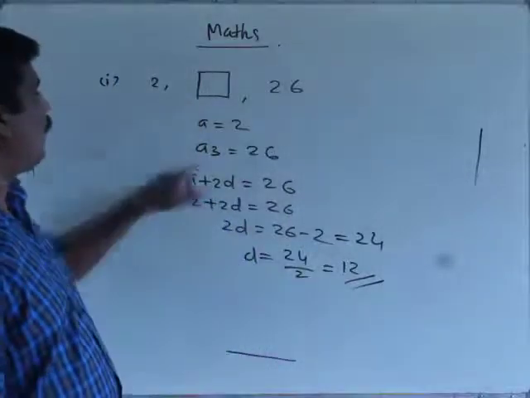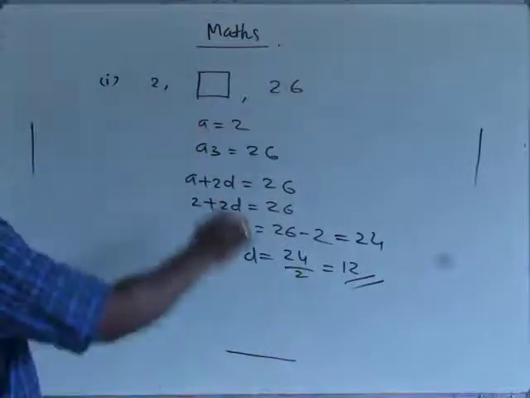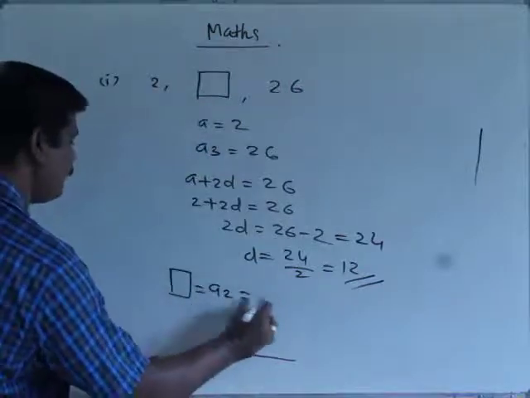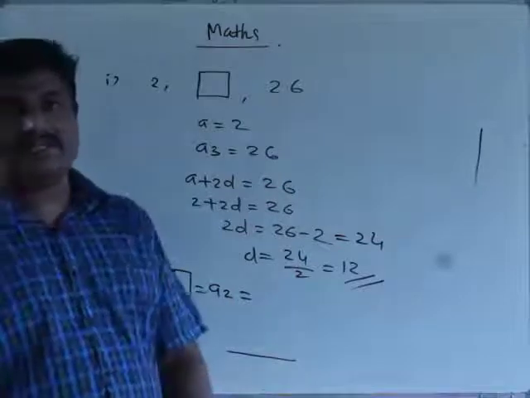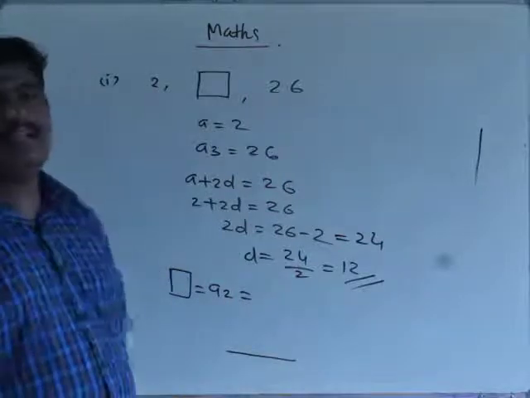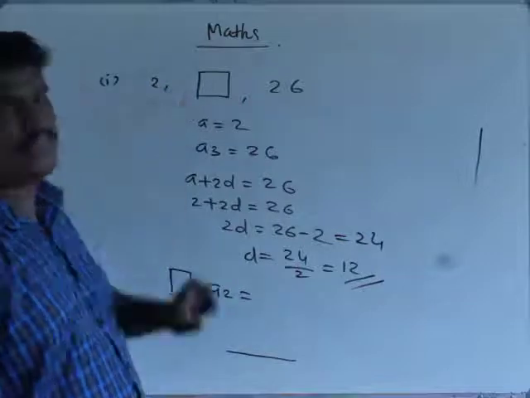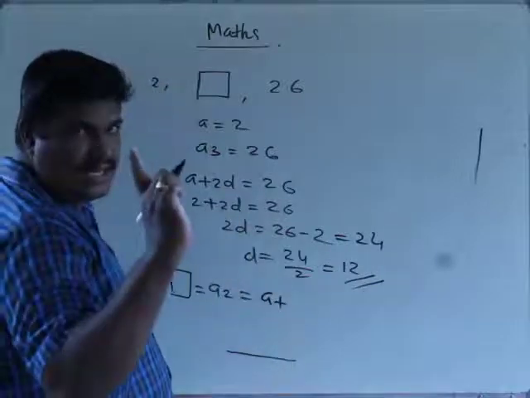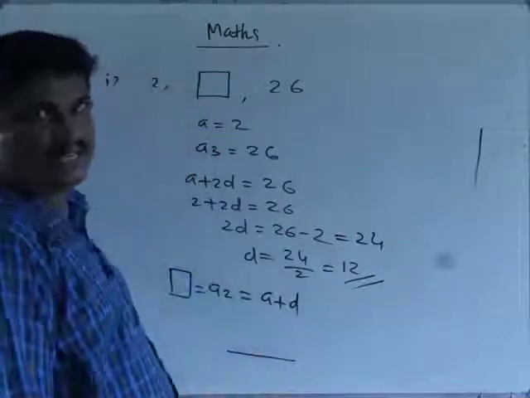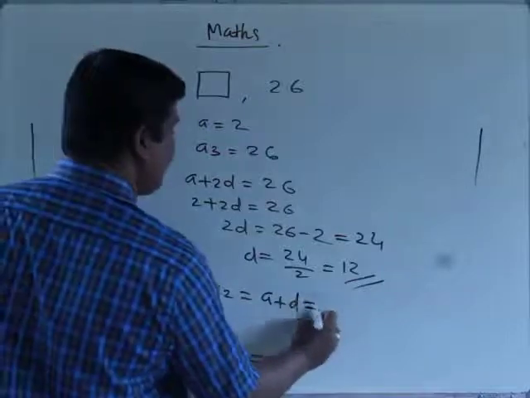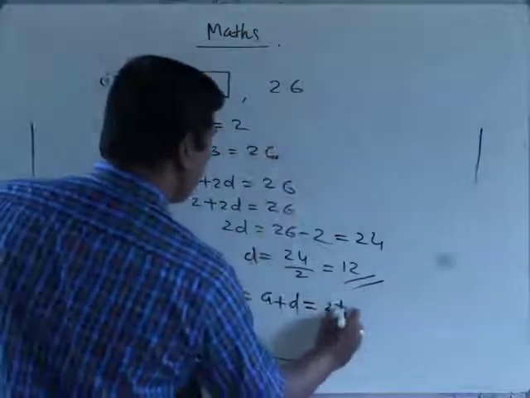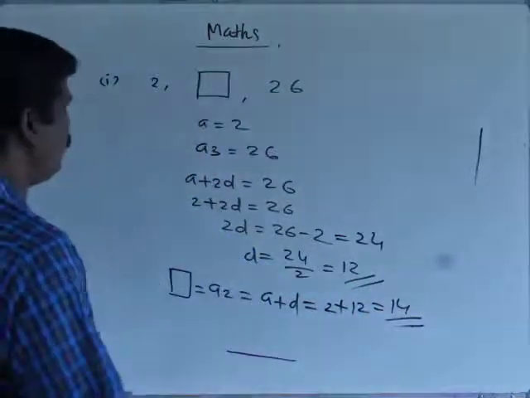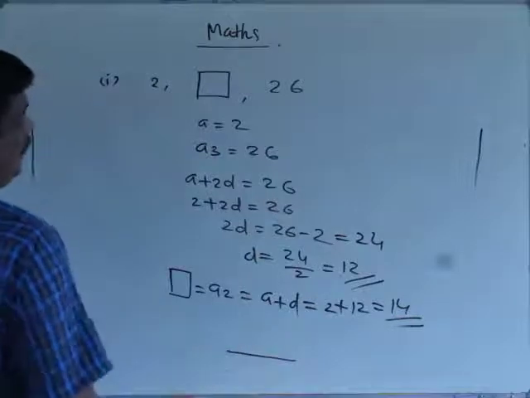Now find the missing term, that is the second term, the box. The second term is the first term plus the common difference, that is a plus d, meaning a plus 1d. What is a? 2. What is d? 12. So 2 plus 12 is 14. So what is the answer for the box? 14.